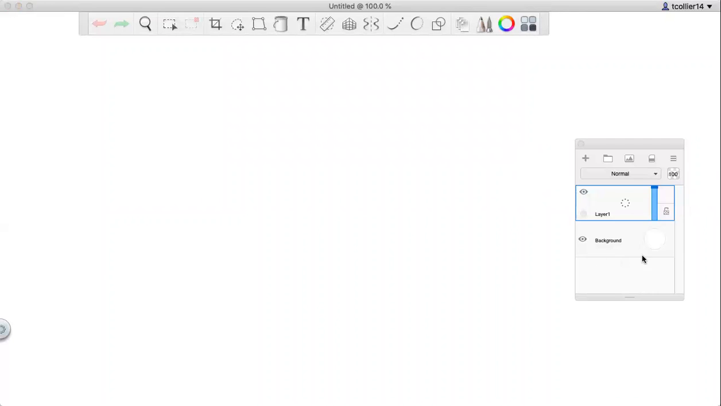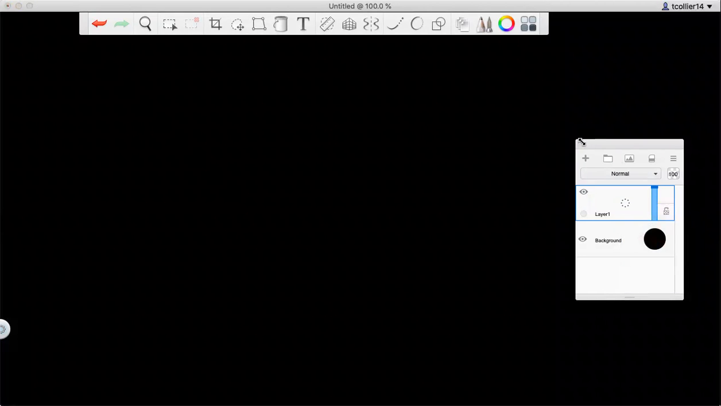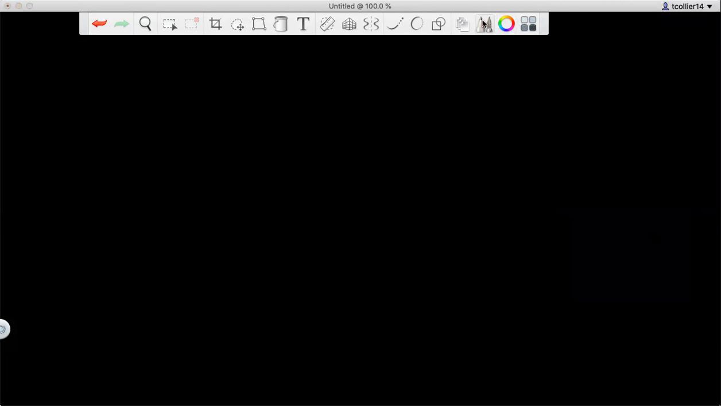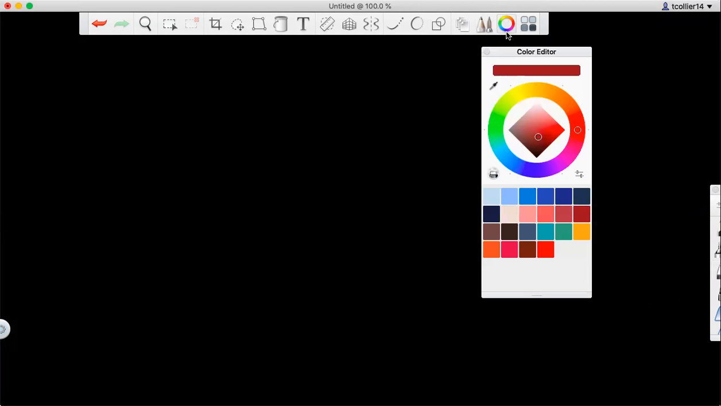All right, so the layers, let me get those. Background, I'm going to make this black. Good. Okay. So I got my ink, got to change the color to white. All right, let's look at number 2.